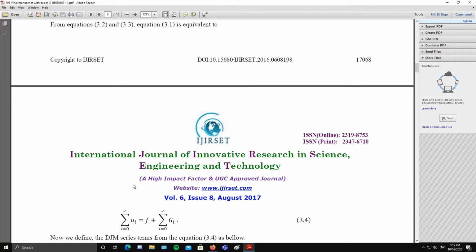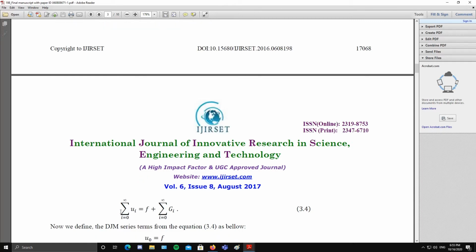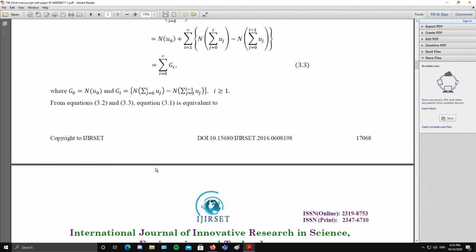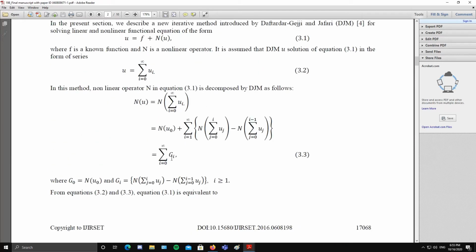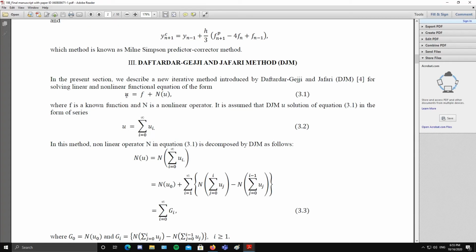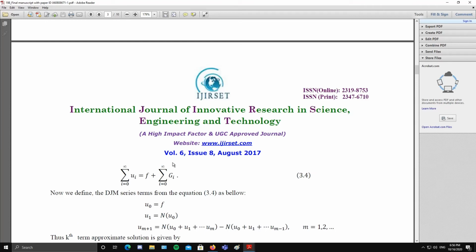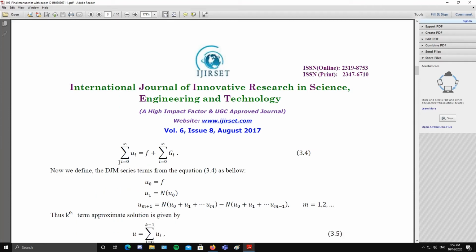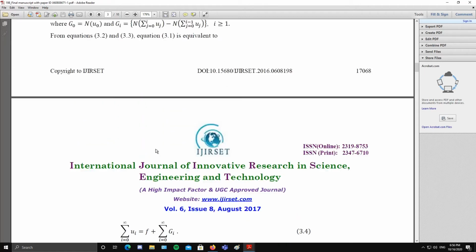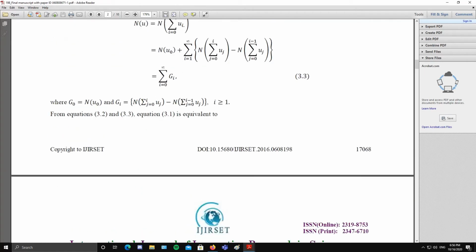In place of u equals f plus n of u, you have summation i equals 0 to infinity of ui equals f plus summation of n of u, where n of u is taken as summation gi. So in place of u you have summation ui, and in place of n of u you have summation gi. This is the expression we have from equations 3.2 and 3.3.